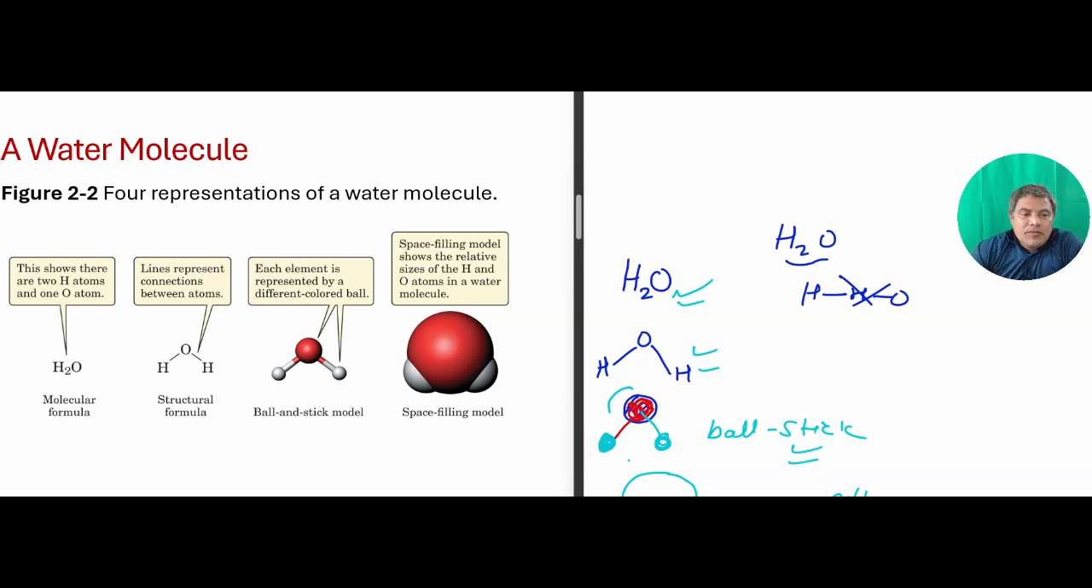Different elements have different color balls, we use that. For oxygen we use red, for hydrogen we use white, and like that. And third is the space filling, meaning the space that could be occupied by this element, but the color is the same. This red color space is the oxygen, the white color space is the hydrogen. That's another way of representing the molecule.